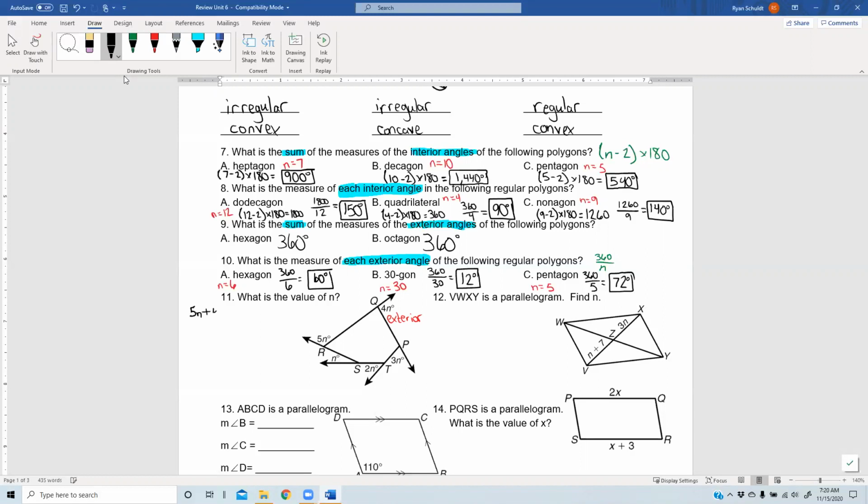5n plus 4n plus 3n plus 2n plus n equals 360. So this total would be, let's see, 15n equals 360. Divide by 15. And we get n equals 24.